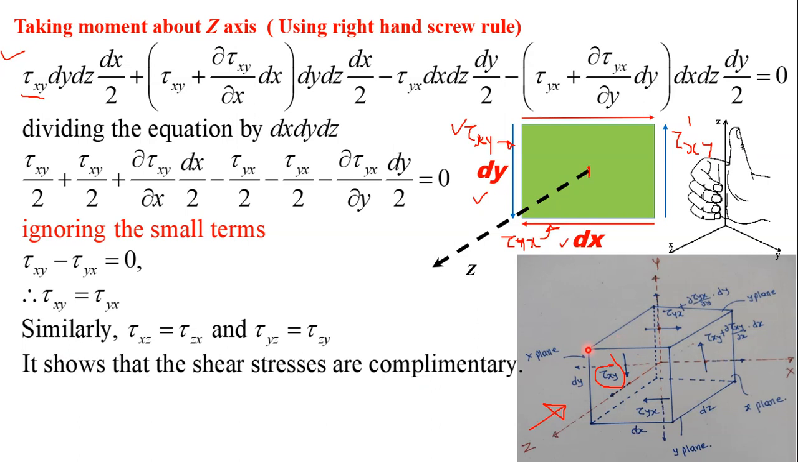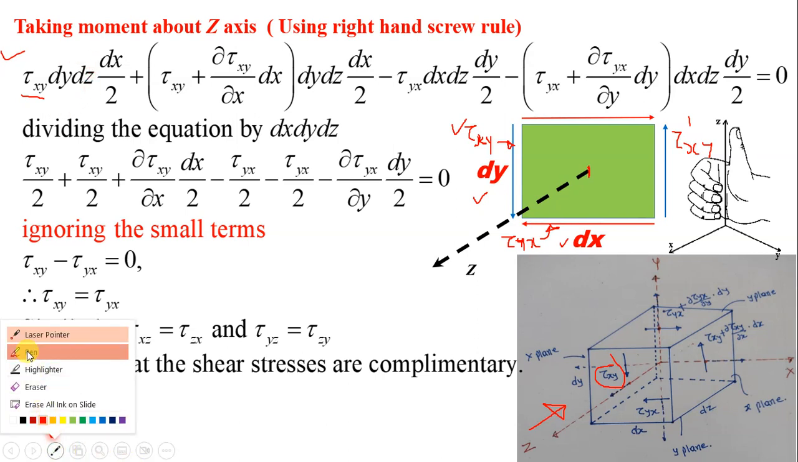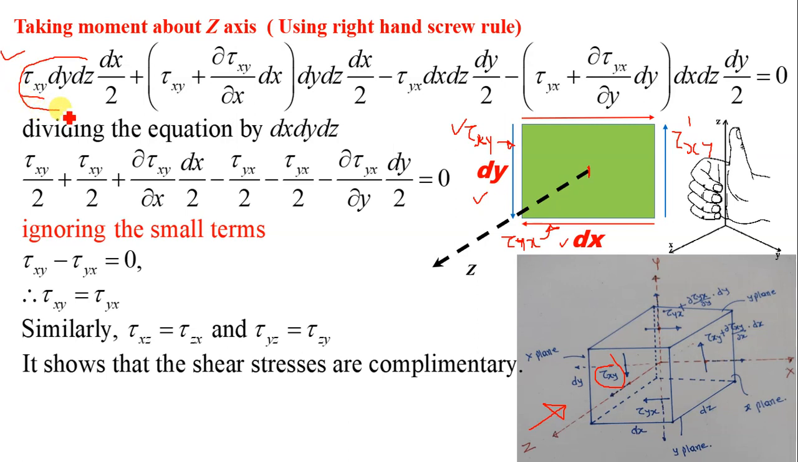Please follow the cursor for better understanding. dy into dz. On this plane tau xy is acting, hence dy into dz, area into stress, force, and we are taking moment about z axis. So z axis is located at a distance of dx by 2 from this face, hence force into distance, this is moment. This is complete force, and this is distance dx by 2.